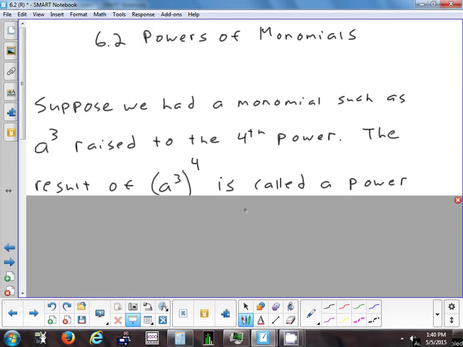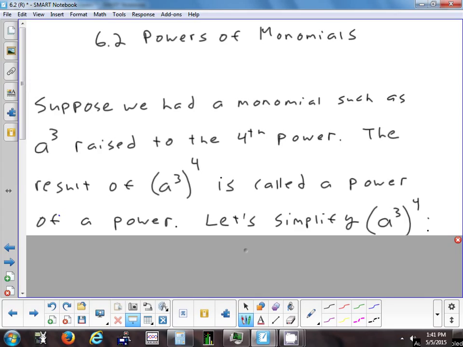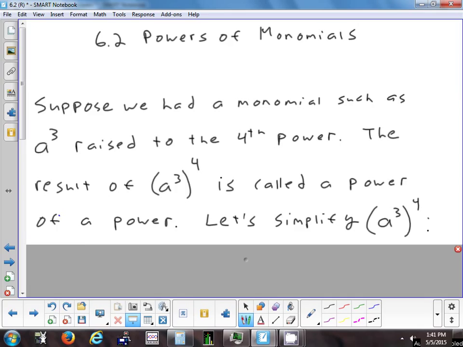So in our first example, I've got a cubed, and I'm going to raise it to the fourth power. a cubed to the fourth power. This is called a power of a power, when you raise a power to another power. So we're going to simplify that. How would you write this out if I wanted to get rid of this exponent of 4? How would you represent a cubed to the fourth power?